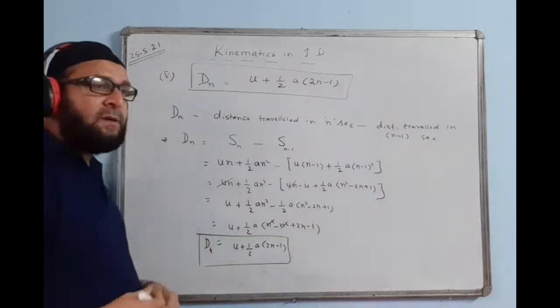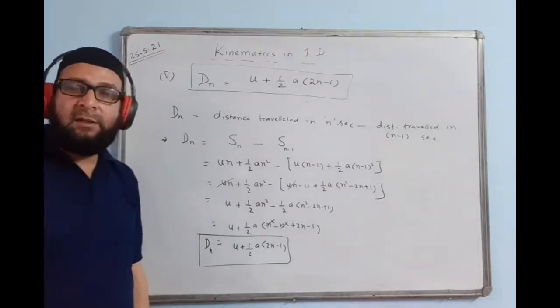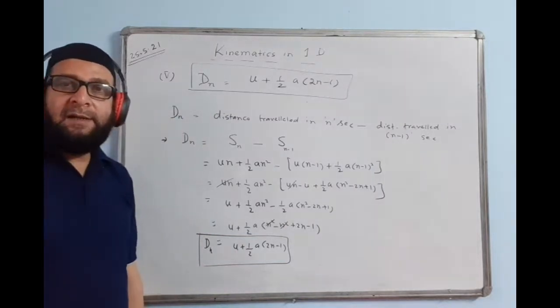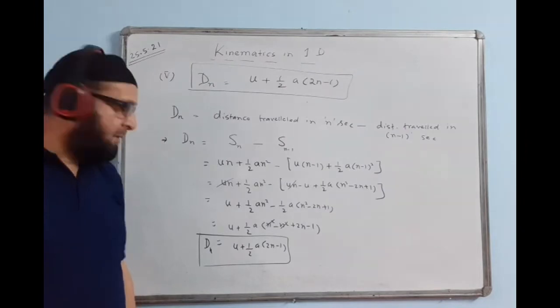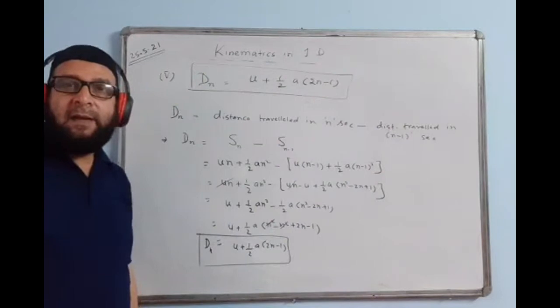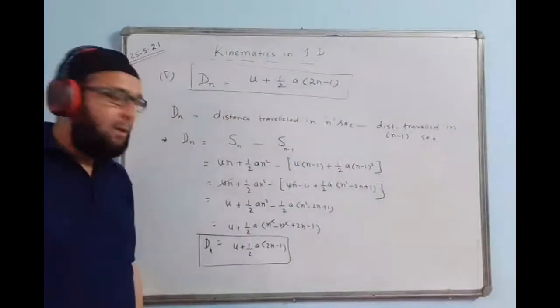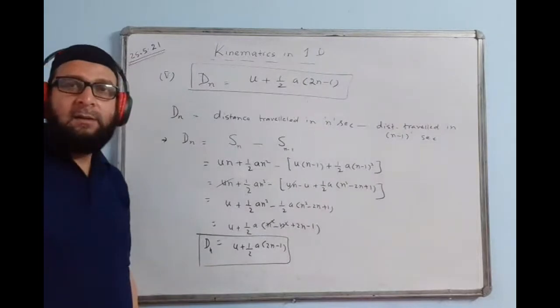This is the formula of the distance moved by the body in the nth second of the time. dn represents the distance moved by the body in the nth second of time. This is something new, a new formula for you, and we are deriving it like this.